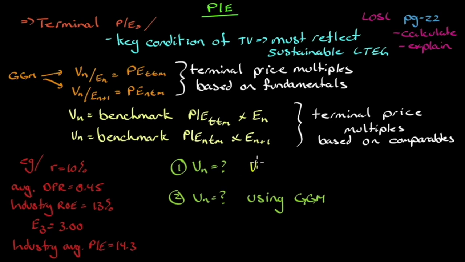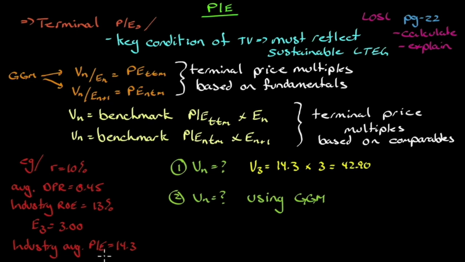So V3 in this example will be our benchmark PE, 14.3 times, we have E3. Since this is trailing PE, we need trailing E, which is E3. Not E3 plus 1, which would be E4, but E3, so we multiply it by 3. We'll get 42.90.